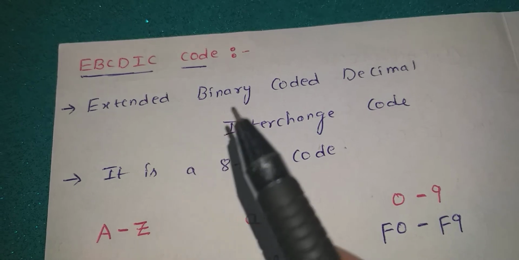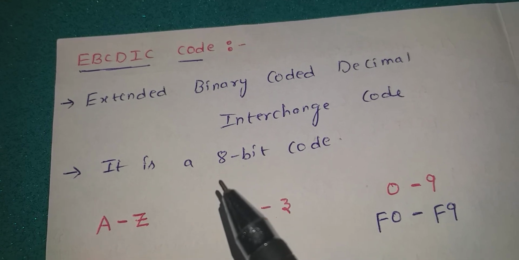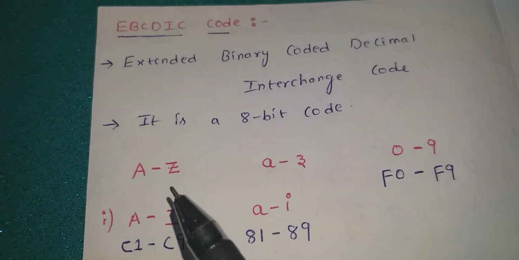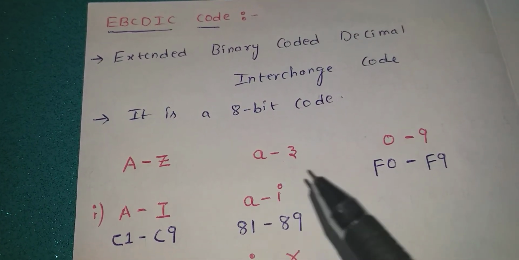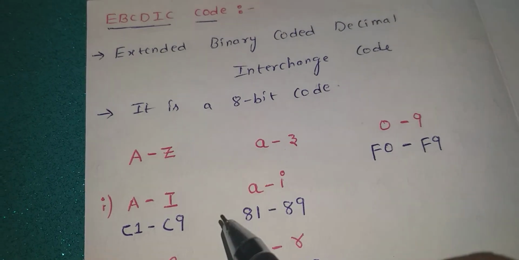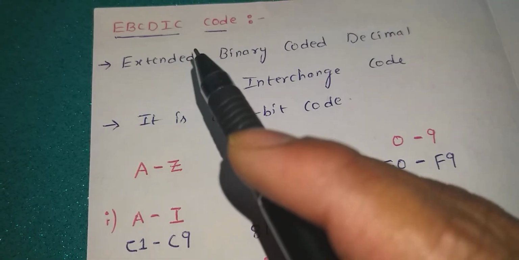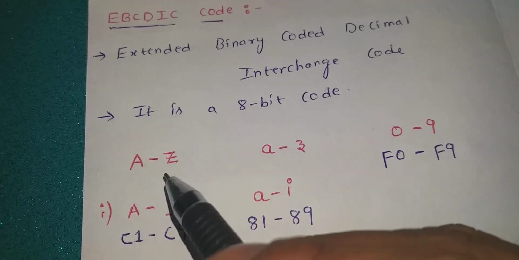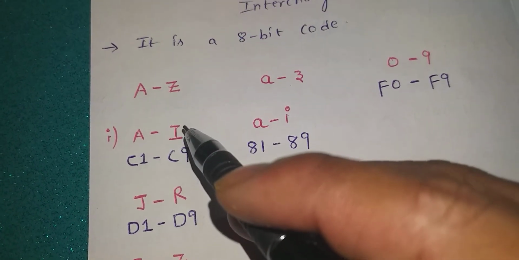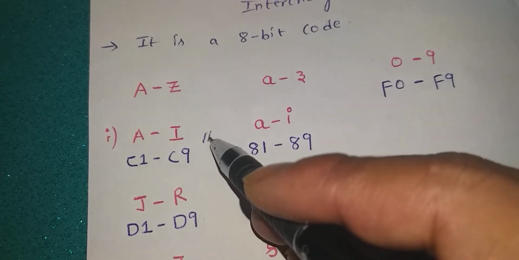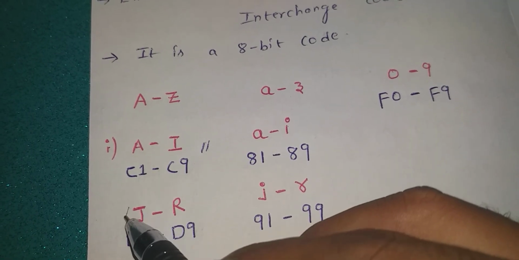Now observe the EBCDIC code. It stands for Extended Binary Coded Decimal Interchange Code. It is an 8-bit code. Is it clear? Now similarly, we have the EBCDIC code for capital letters A to Z, small letters a to z, and 0 to 9. But don't forget, unlike the ASCII code, the EBCDIC code is not in sequence. We are having some breaks. That's why I am going to teach the continuation of the EBCDIC code and the breaks also.